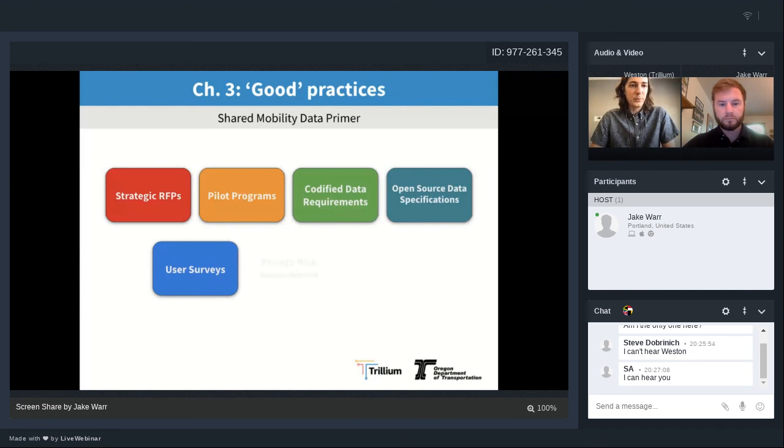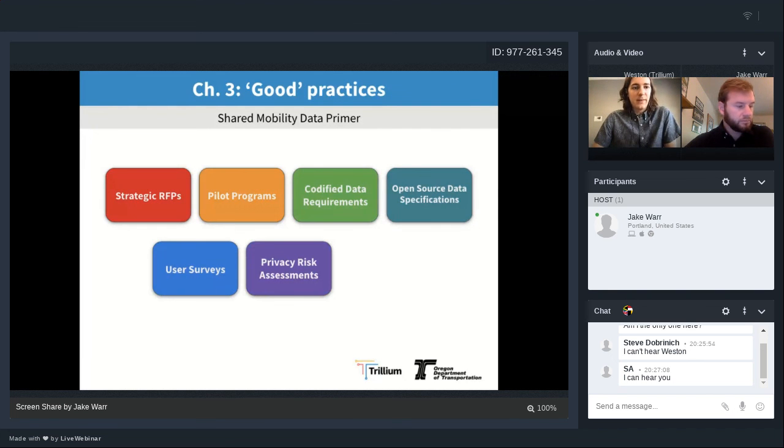And then we list privacy risk assessments. As Jake touched on a little previously, privacy protection should be a top priority, and jurisdictions should assess the potential ways that user privacy could be compromised and assess the strategies to mitigate that risk. This is of particular importance for smaller jurisdictions, as it is harder to anonymize data from a smaller pool of users.